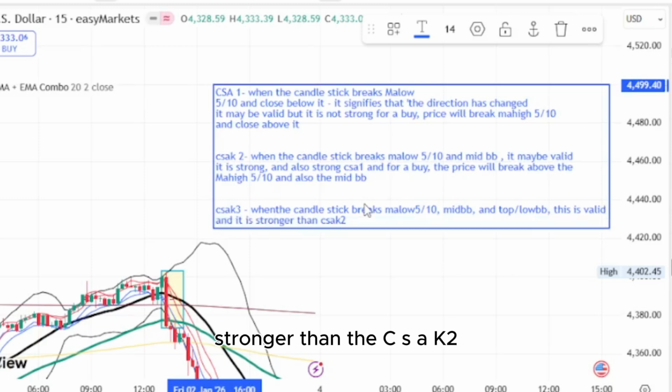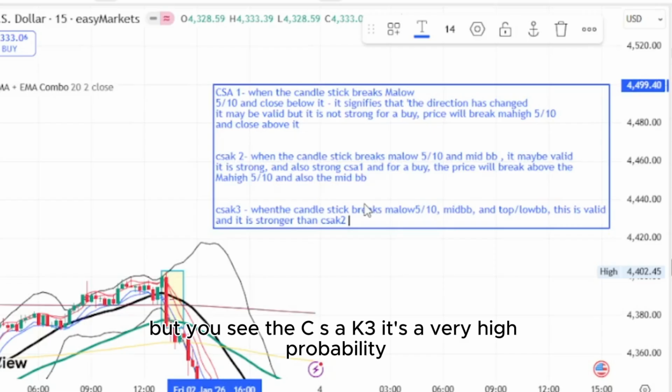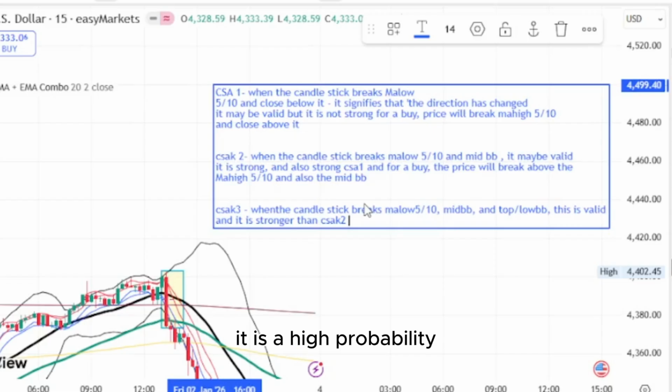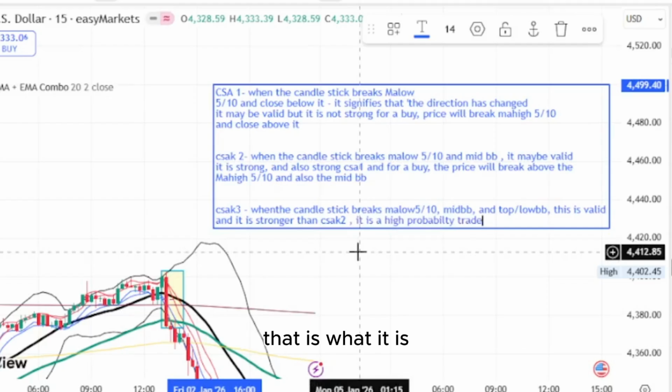Now when you see this happen, it is valid. The CSAK2 and 1 might not even be valid. They may not have high probability, but the CSAK3 is a very high probability trade. When you see these three things happen, it's a high probability change of direction. That is what it is.